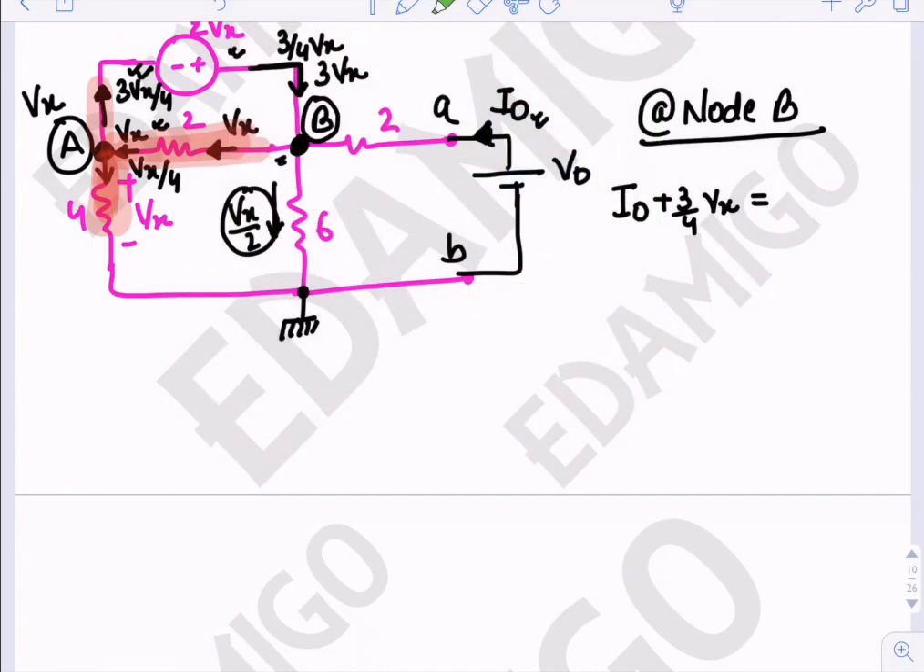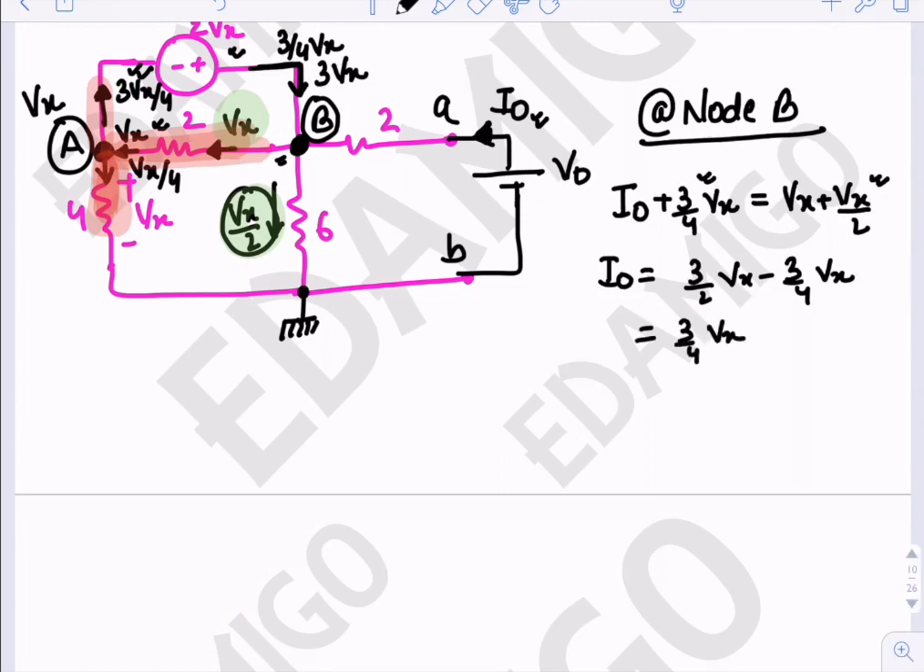So let us see the outgoing current. This is the outgoing current, Vx by 2, and this is the outgoing current, that is Vx. So Vx plus Vx by 2. So I naught is equal to 3 by 2 Vx minus 3 by 4 Vx. So this is 1.5 and this is 0.75. So this will give us 3 by 4 Vx is equal to I naught.